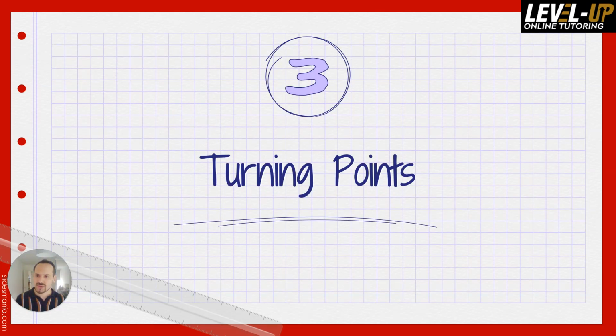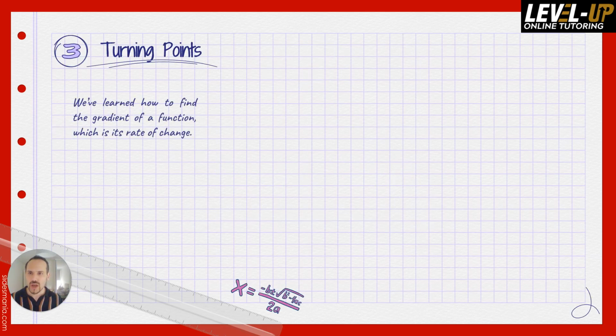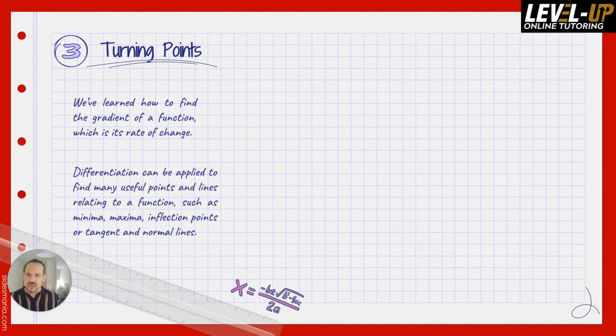So let's try applying that to this final section where we're not just going to differentiate a function, but we want to use that derivative, not just to calculate gradients at random points, but to find certain key points that we're interested in, such as the turning points. So we've learned how to find a gradient of a function, which is basically its rate of change. It tells us the rate of change at different points.